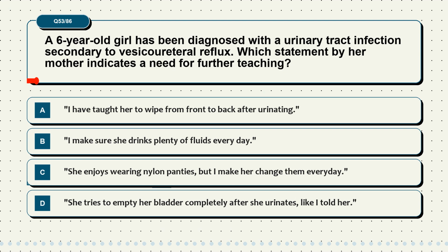Question 53. A 6-year-old girl has been diagnosed with a urinary tract infection secondary to vesicoureteral reflux. Which statement by her mother indicates a need for further teaching? Here are the options. Option A. I have taught her to wipe from front to back after urinating. Option B. I make sure she drinks plenty of fluids every day. Option C. She enjoys wearing nylon panties, but I make her change them every day. Option D. She tries to empty her bladder completely after she urinates, like I told her.